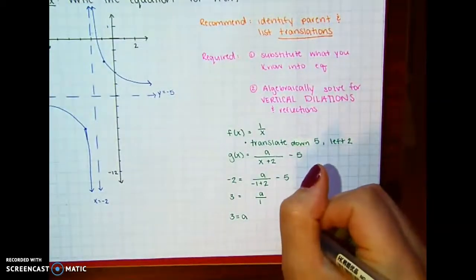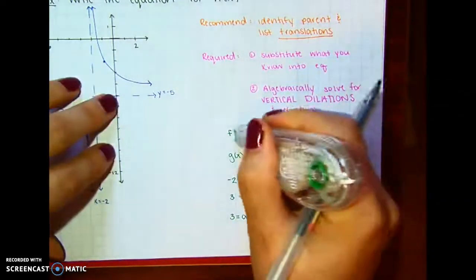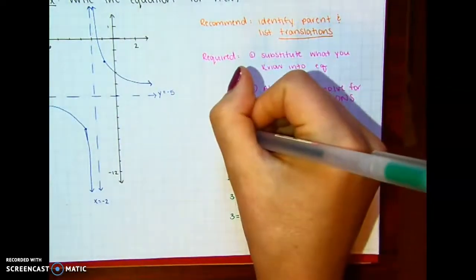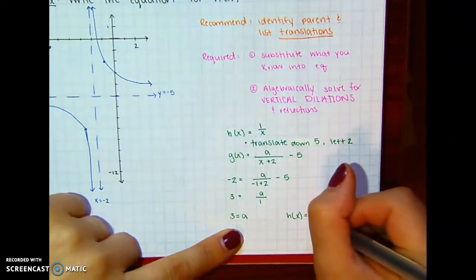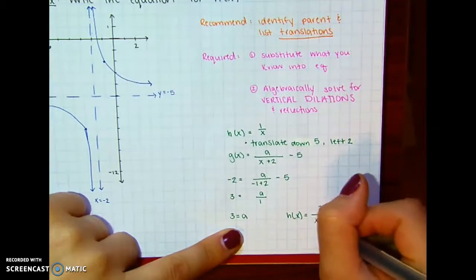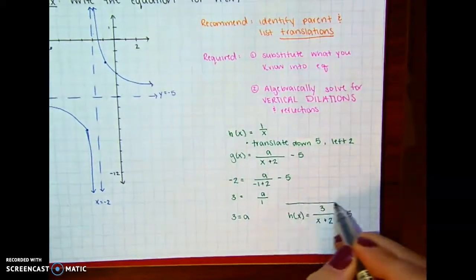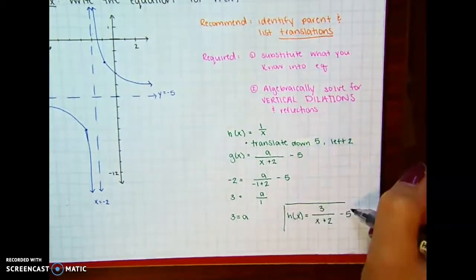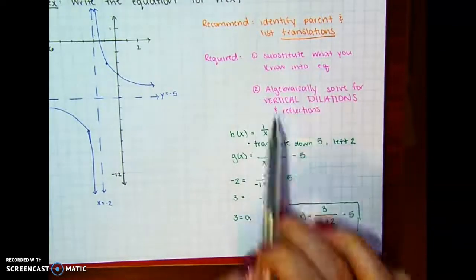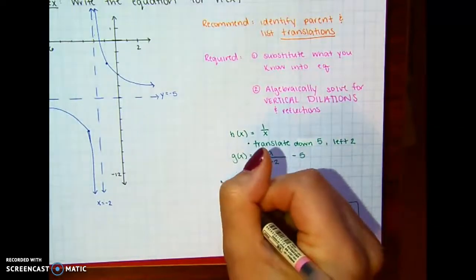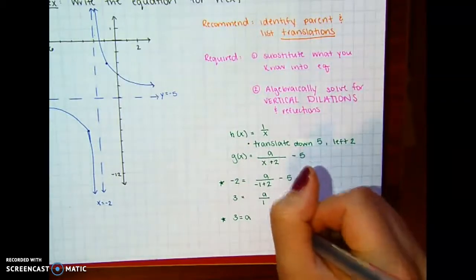And then your final equation. So my final equation, and I forgot that we renamed this h of x, so I should fix this, is going to be 3 over x plus 2, minus 5. And I'm going to repeat this one more time. Please remember the requirements. So you have to show your algebra. You have to show substituting this in and getting your a value and then rewriting your equation. That's what's required.